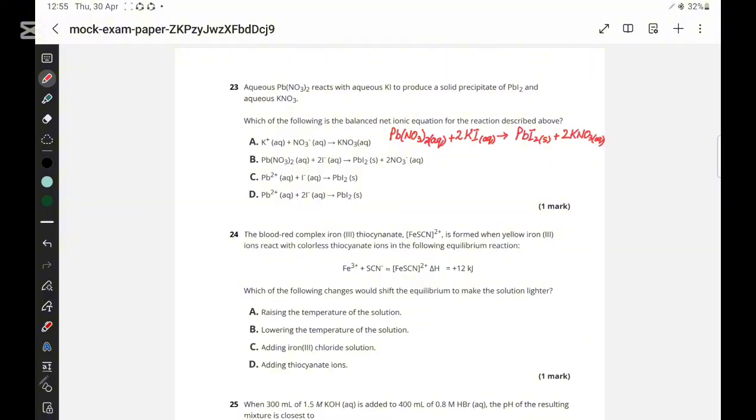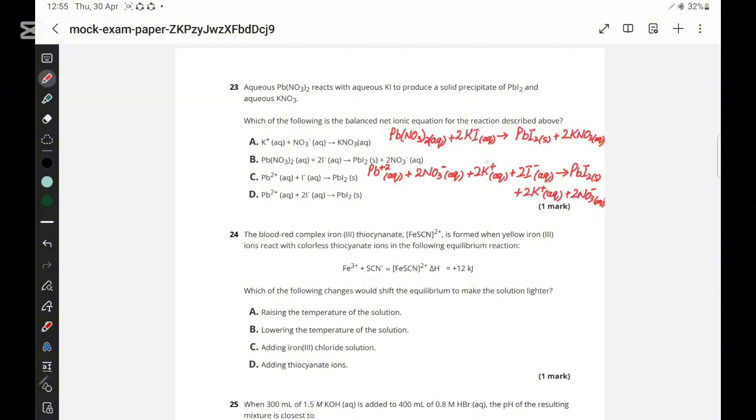So what happens when I split them up? It is going to form Pb2+ aqueous plus 2NO3 minus aqueous plus 2K+ aqueous plus 2I minus aqueous, and they are going to form lead iodide in solid form plus 2K+ in aqueous form plus 2NO3 minus in aqueous form.